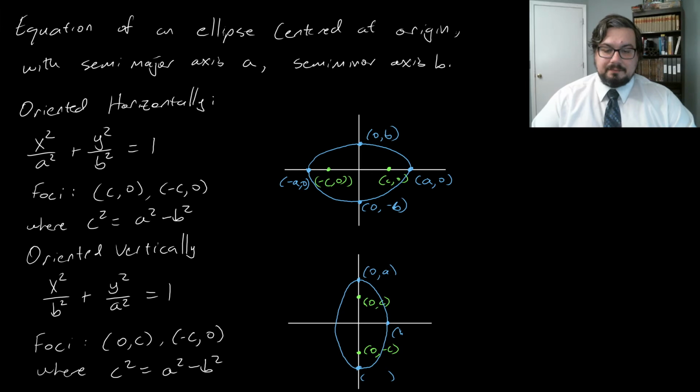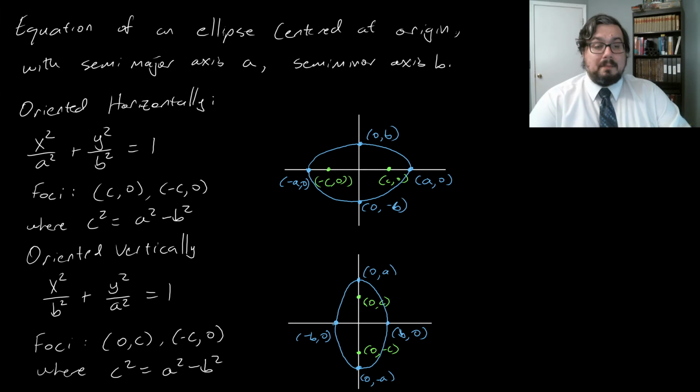(0, a), (0, negative a) for the major axis, and then (b, 0) and (negative b, 0) for the minor axis. So let's see how we can use these forms of the equations to sketch an ellipse, or to find the equation of an ellipse whose graph is given to us.